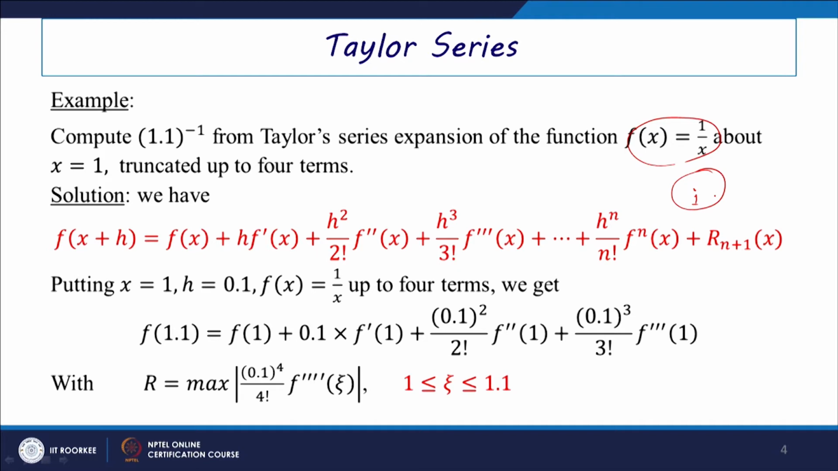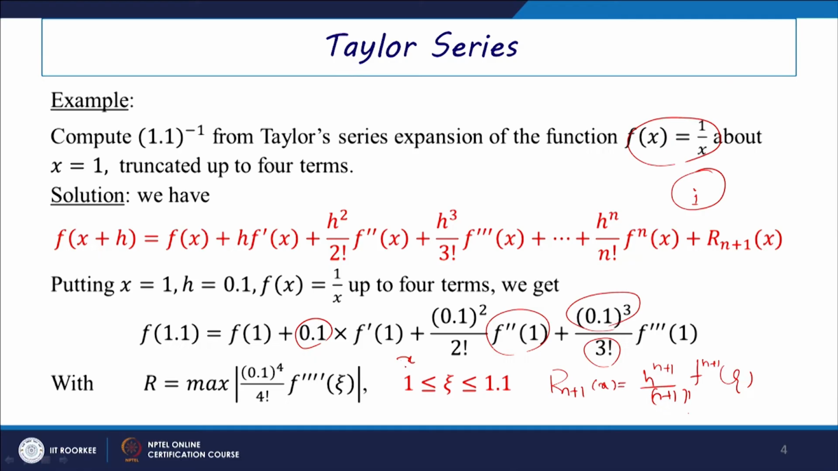f of x means we can just write f of 1 plus h, that is nothing but 0.1 here, and f dash 1 plus 0.1 whole square by factorial 2 f double dash of 1 here, then 0.1 whole cube by factorial 3 f triple dash of 1, and the remainder term, that is nothing but your R n plus 1 term here, which we are just writing as h to the power n plus 1 by (n plus 1) factorial into f to the power n plus 1 of zeta here, where zeta lies between x to x plus h.